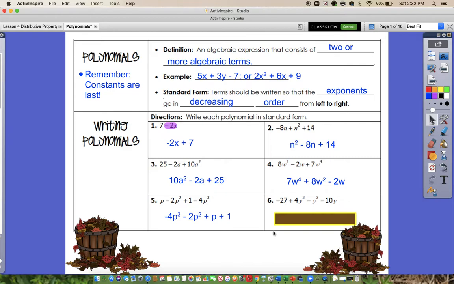And on number 6, we're going to start with our y to the third power. We need to make sure to keep our negative sign with it. So negative y to the third power. Then our y to the second power, so plus 4y to the second. Then negative 10y, and now negative 27. All right, so it's pretty much just rearranging them in order from greatest to least with our exponents, and then constants come last. So not too difficult.